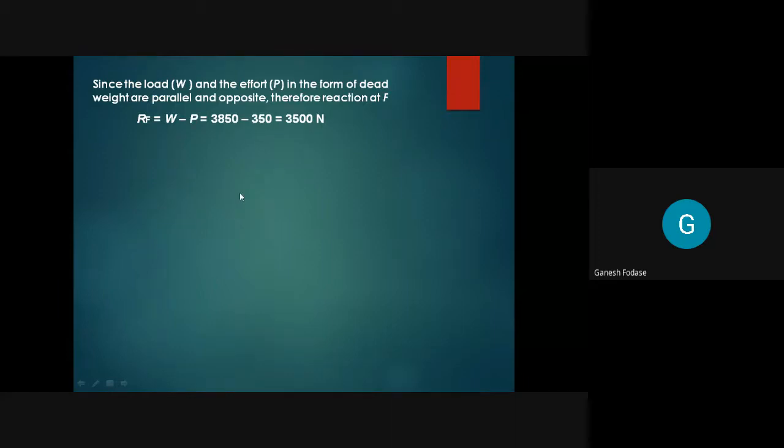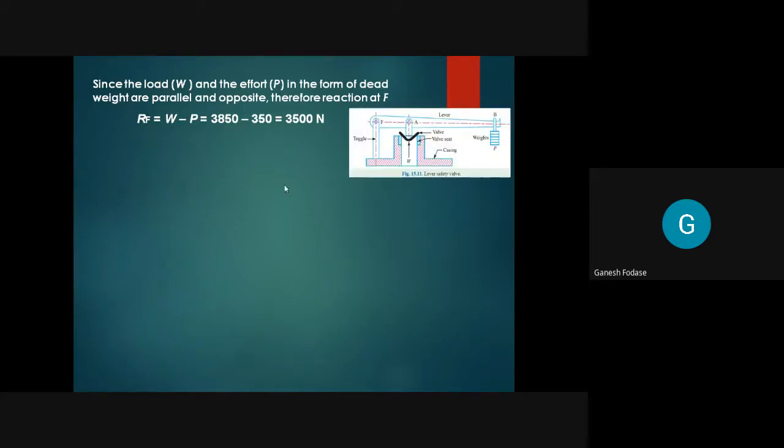So RAP is equal to W minus P. It is nothing but summation of Fy is equal to 0. And how much is it? W is 3850, P is 350. So it is 3500 Newton, the value of RAP. Okay. So we determined RAP, we determined W and P. Next now. Okay. This reaction will act vertical downward.